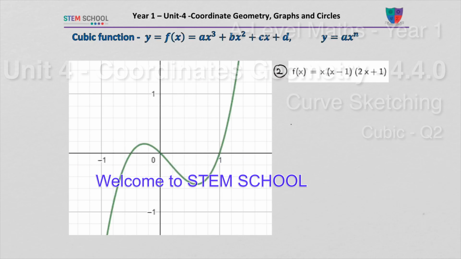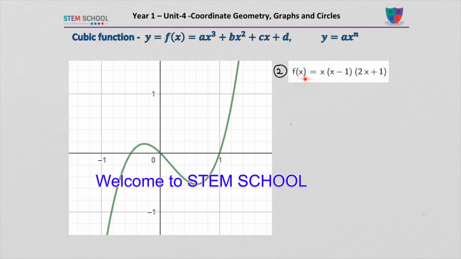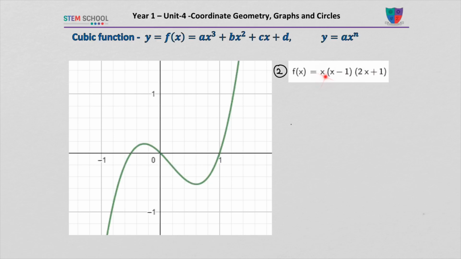Question 2. We've got this function f of x and we're given the factors, so it's been factorized. Now we're using these factors to sketch the curve. That's okay, but first we need to turn the factors into roots. In order to do that, we need to set each one of the factors to 0. So we set that to 0, set that to 0, and set that to 0.